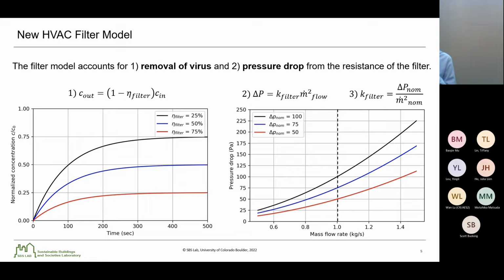We define the nominal mass flow rate to be 1 kilogram per second. We see those curves all pass through their nominal pressure drop values at that point. And setting that nominal pressure drop value is how we can differentiate between those different filters in terms of their pressure drops, where we might see more efficient filters have higher pressure drops.